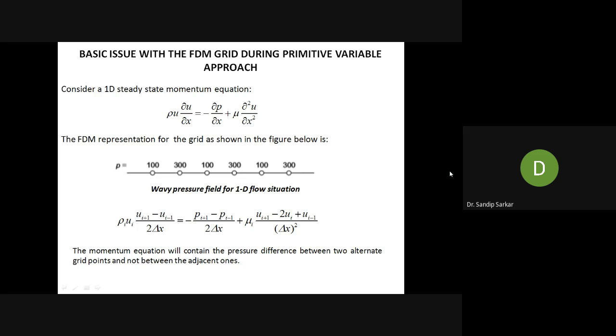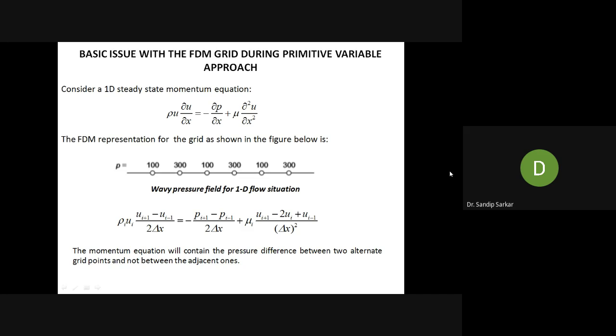Sir, can you repeat the problem again? The problem of the primitive variable approach is that if we use the finite difference way of discretization, you may face lots of difficulties, or you may end up with a wrong numerical solution. If you discretize the governing momentum equations the way one discretizes with finite difference grids, that is the basic problem of the primitive variable approach.